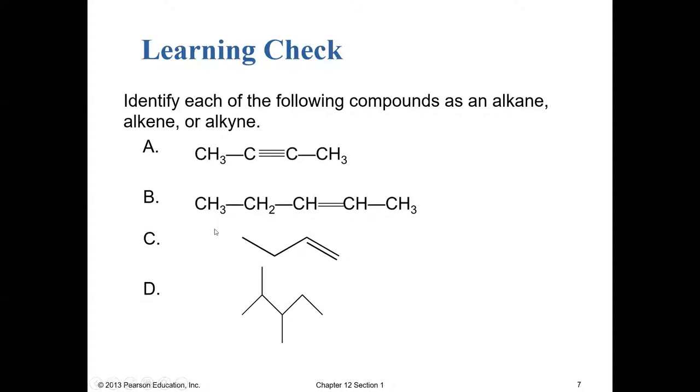Now don't forget, we have to remember how to do these skeletal formulas. Each end of the line is considered a carbon atom. So 1, 2, 3, 4. This would become a 1-butene. Okay, this is again another alkene because of the double bond here. And what you notice here, this is all single bonds. So this is our alkane. So we've gone from alkyne, alkene, alkene, alkane.